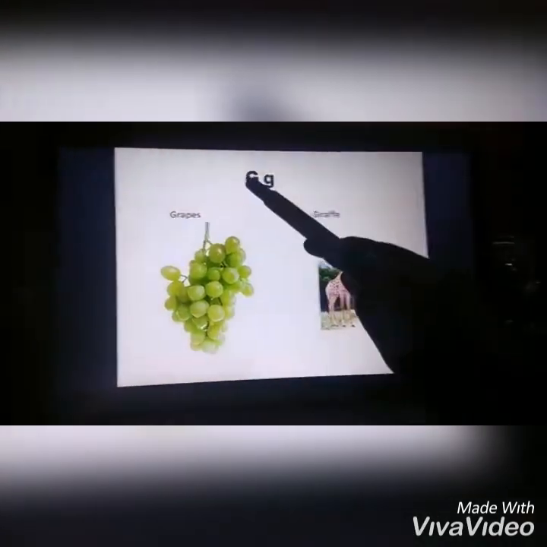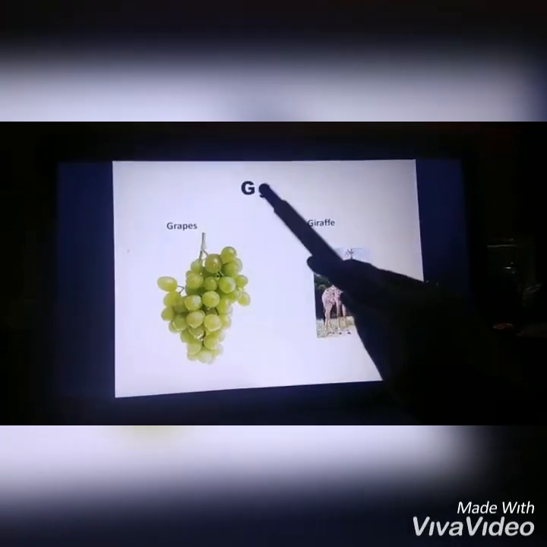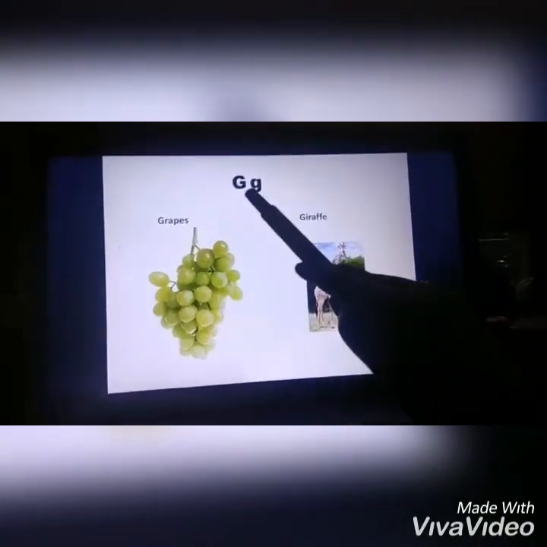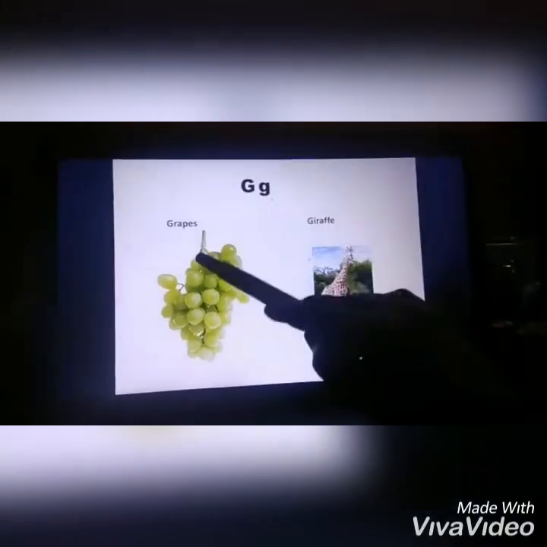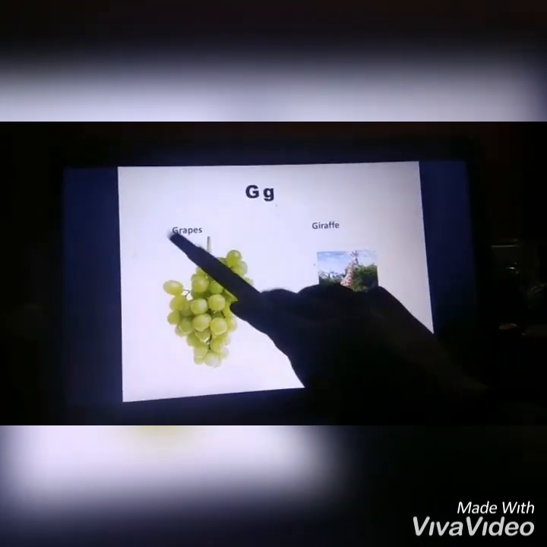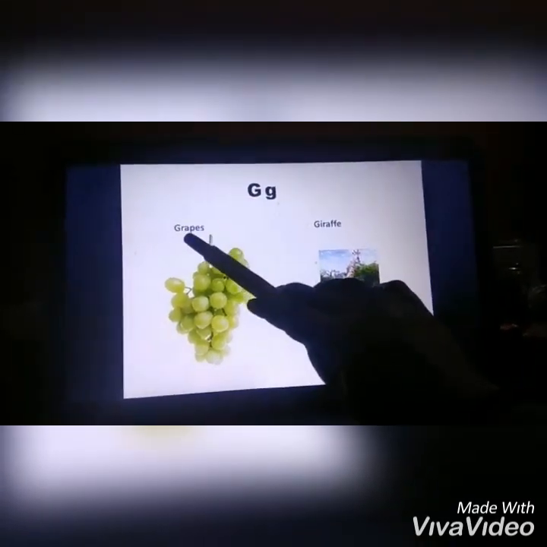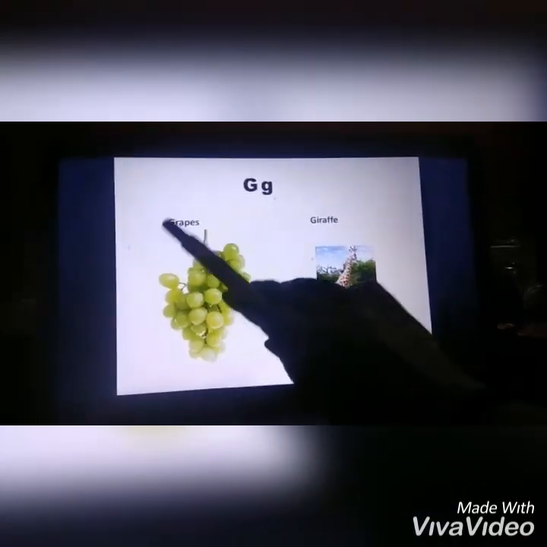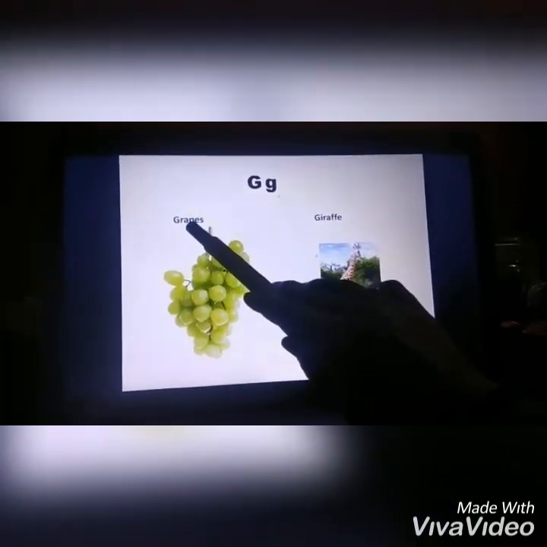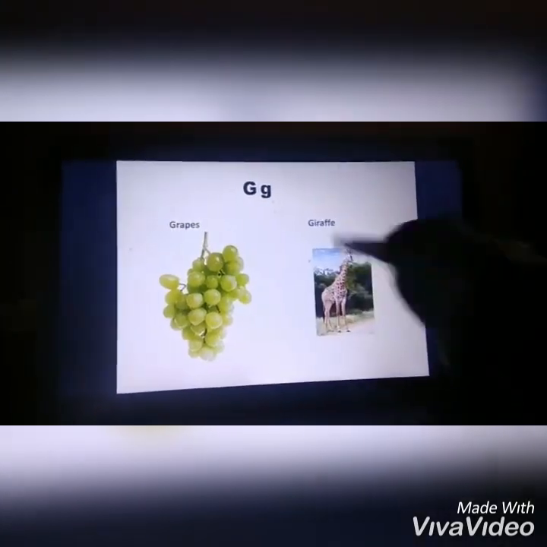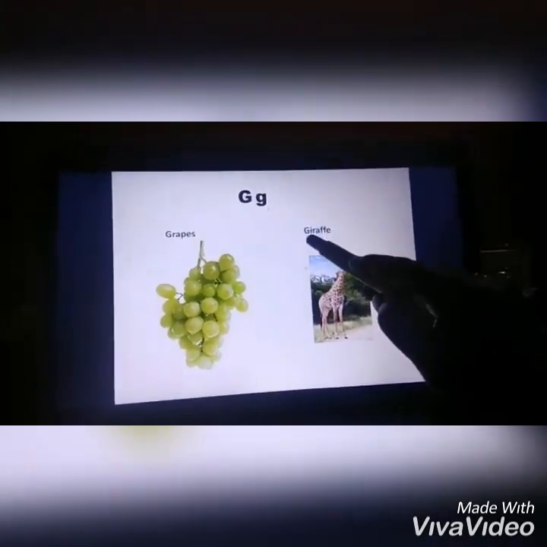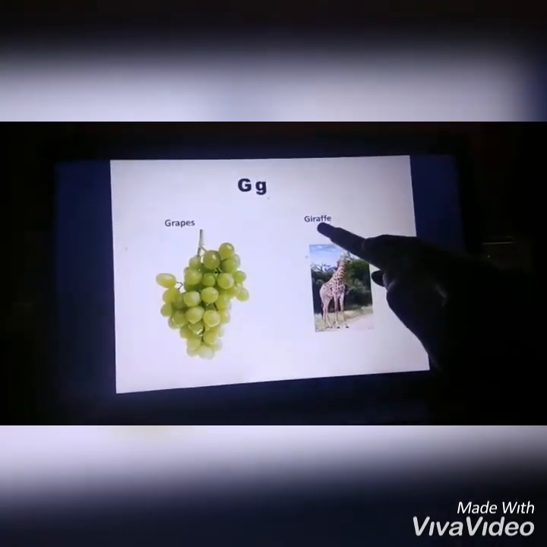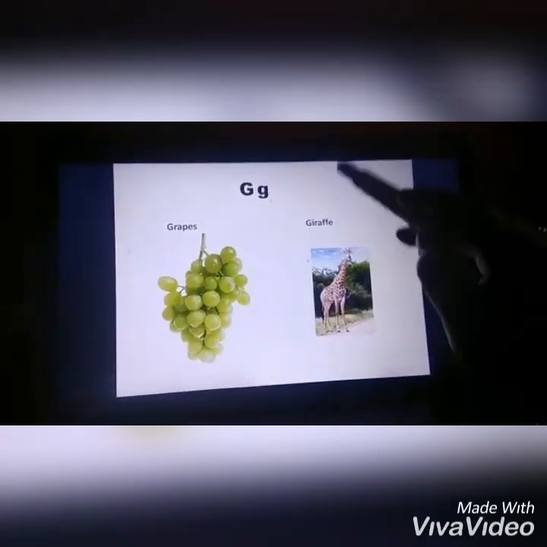Next, G. G, girl. G, grapes. G, giraffe. What is the spelling of grapes? G, R, A, P, E, S. Grapes. Repeat. G, R, A, P, E, S. And giraffe, G, I, R, A, F, F, E. Good.